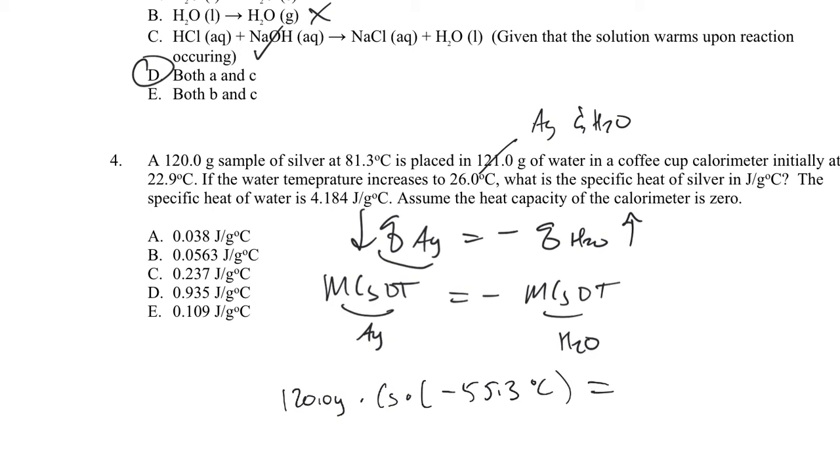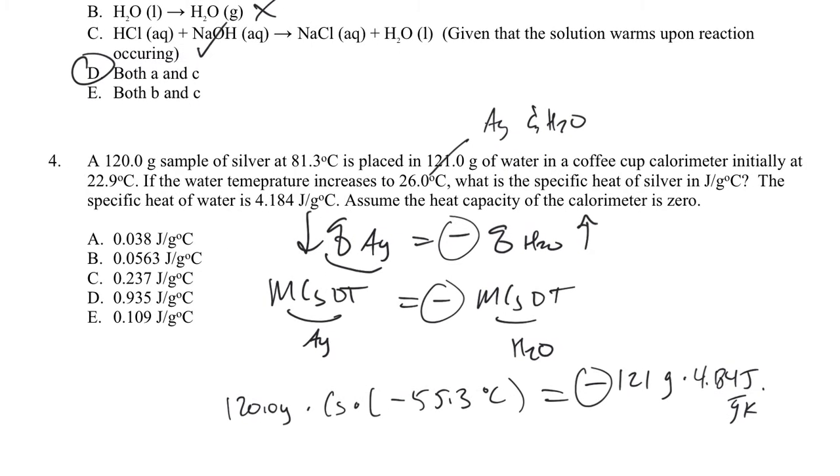And the mass of water here, 121 grams of water. I've got to keep my minus sign here because the relationship is that one of them is gaining the heat while the other one's losing. Times 4.184, the specific heat of water. The delta T of water is 26 minus 22.9, so that is 3.1 degrees C. And so we're just going to solve for Cs here.